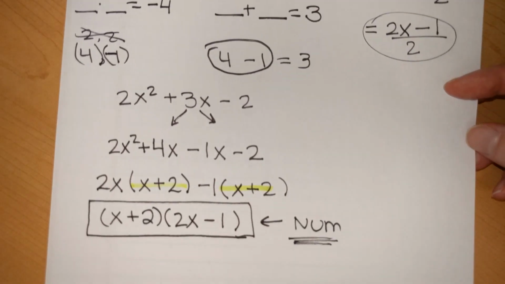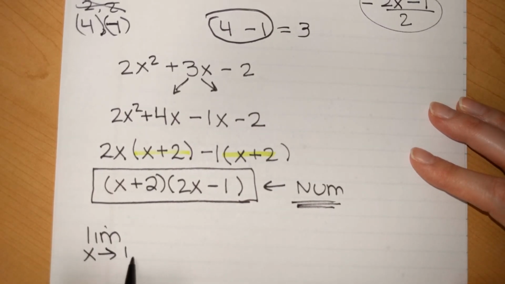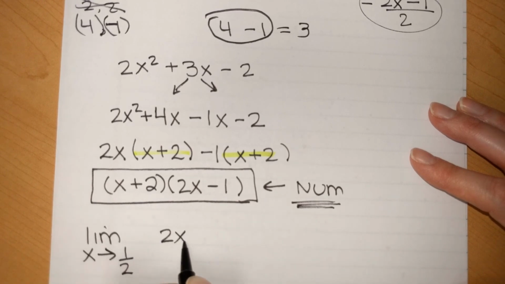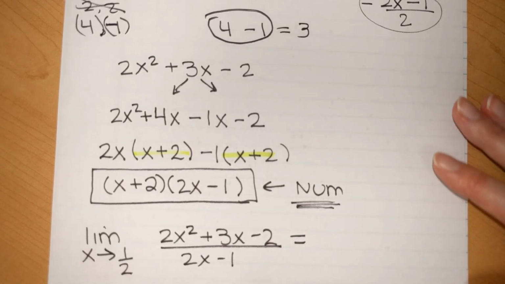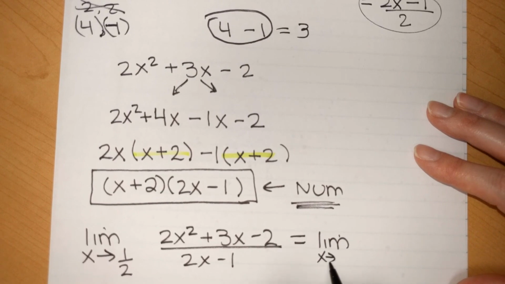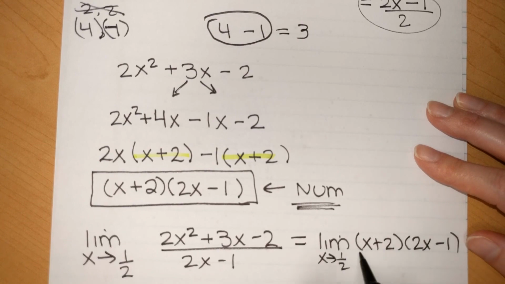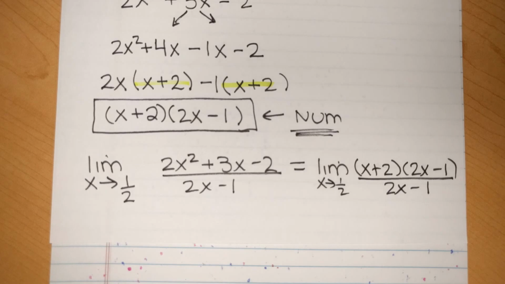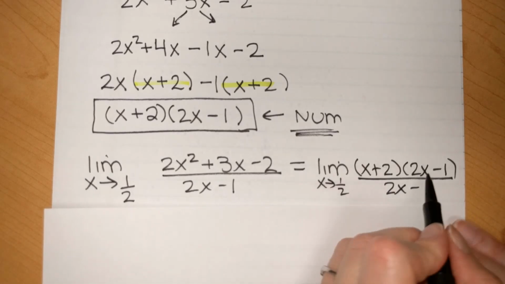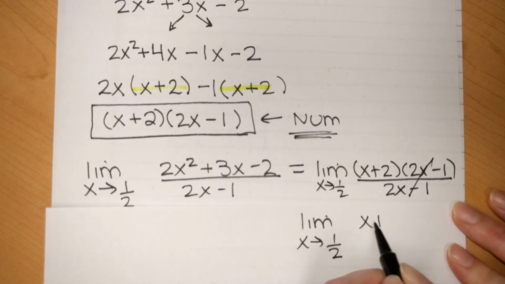Okay, so once we have our numerator factored out, we can then plug that into our limit. So we have the limit as x goes to 1/2, 2x squared plus 3x minus 2 over 2x minus 1. Factoring out, that gives us the limit as x goes to 1/2 of x plus 2, 2x minus 1 over 2x minus 1. And so now the 2x minus 1s will cross out, and so that will give us the limit as x goes to 1/2 of x plus 2.